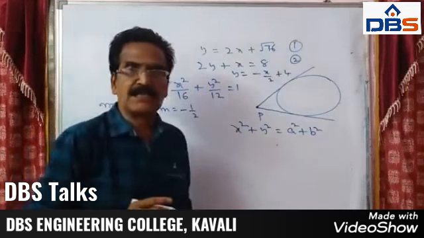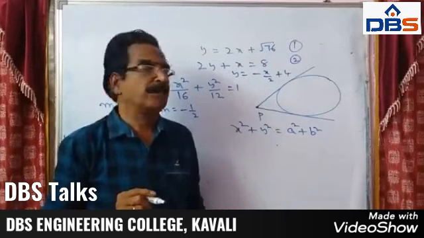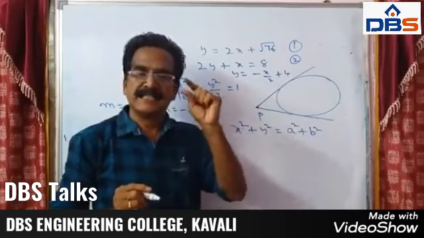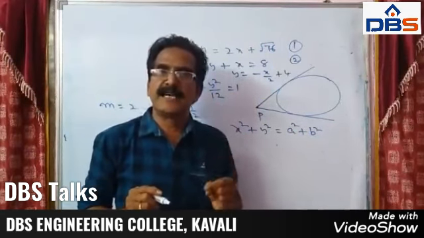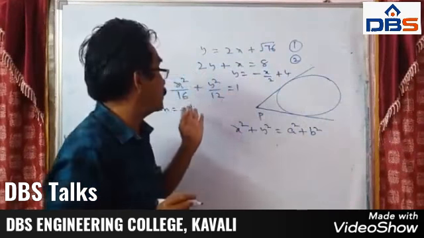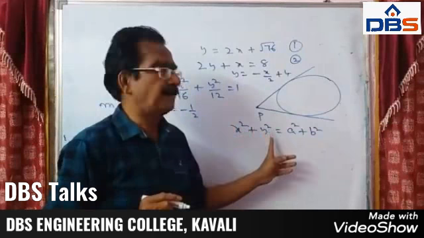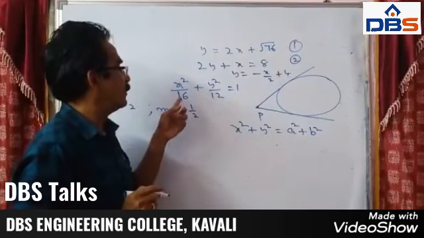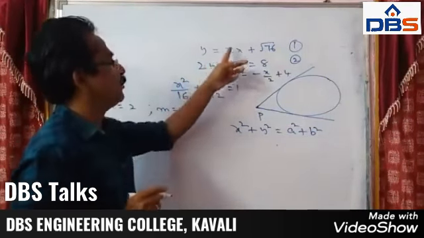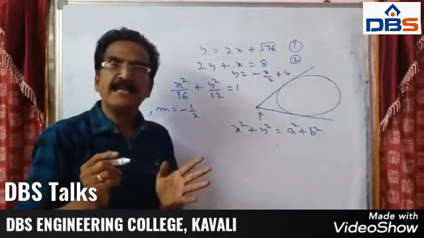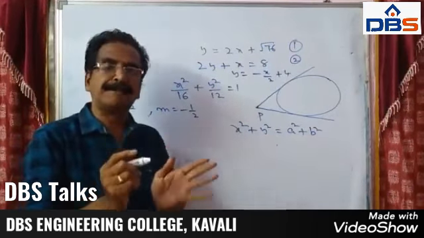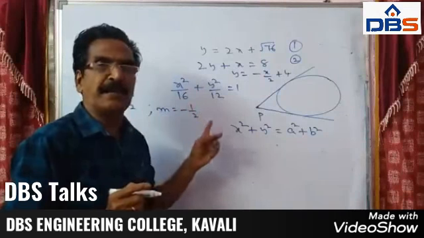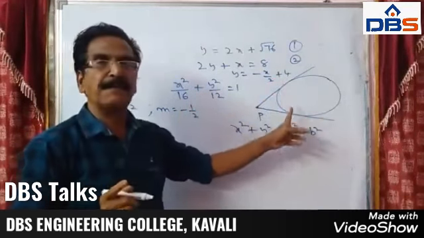The locus of the point of intersection of perpendicular tangents is the director circle, and the equation of that director circle in regard to an ellipse is x square plus y square is equal to a square plus b square. Finding the slopes of these equations was to see that these two tangents are perpendicular tangents. Yes, 2 into minus 1 by 2 is minus 1, so the two tangents are perpendicular tangents.